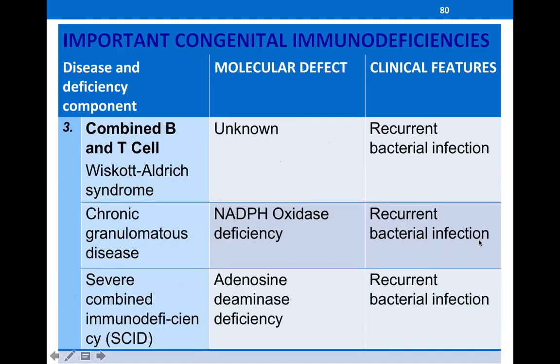Okay, what are the defect or immunodeficiency state when there is a combined B and T cell? Wiskott-Aldrich syndrome, its mechanism is actually unknown, but look at the clinical features of this combined B and T immune deficiency state. They have recurrent bacterial infection. But take note of this, Wiskott-Aldrich syndrome, it's unknown. Your chronic granulomatous disease or CGD, its molecular defect is NADPH oxidase deficiency, whereas your severe combined immune deficiency or SCID, its molecular defect is the enzyme adenosine deaminase.